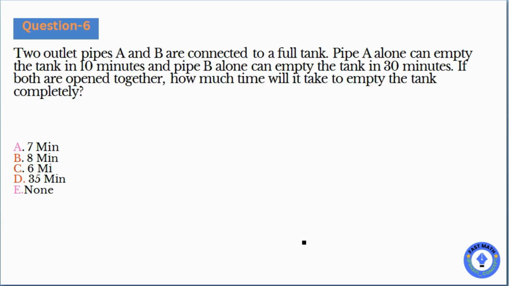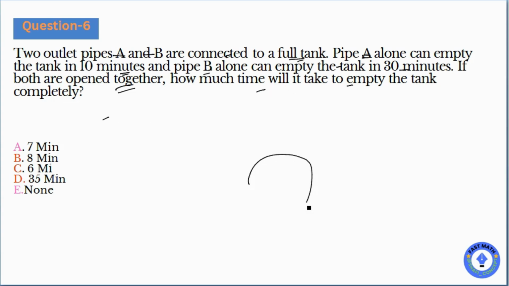Let's move to the last question of this video. Two outlet pipes A and B are connected to the tank. Pipe A alone can empty the tank in 10 minutes and pipe B alone can empty the tank in 30 minutes. If both pipes are open together, how much time will it take to empty the tank?